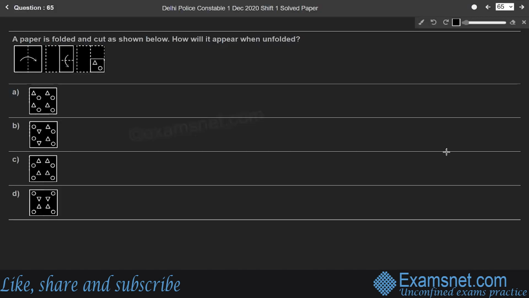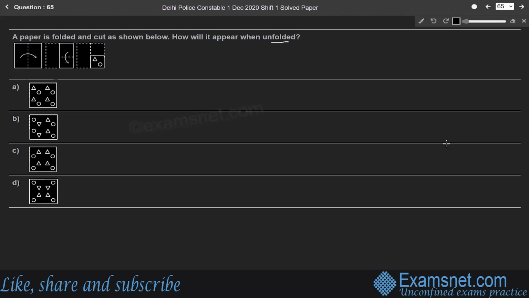Question 65. A paper is folded and cut as shown below. How will it appear when unfolded? So here the paper is folded at first. So we will get two rectangular parts, and also it is folded once again so that we will get a square part, where it is cut as a triangle at one of its corners, like this, and a circle which is diagonally opposite, right?